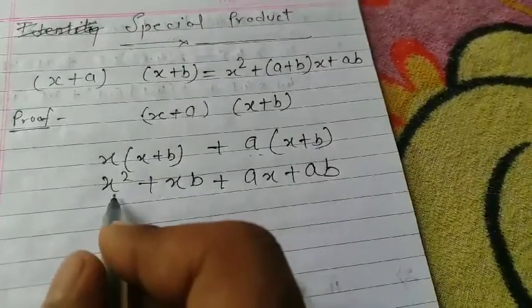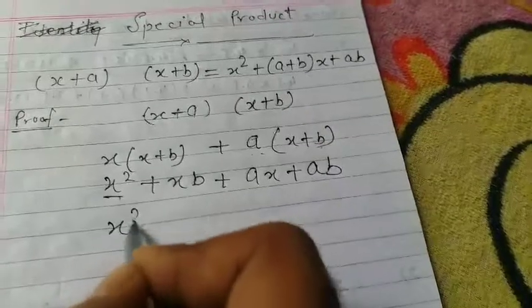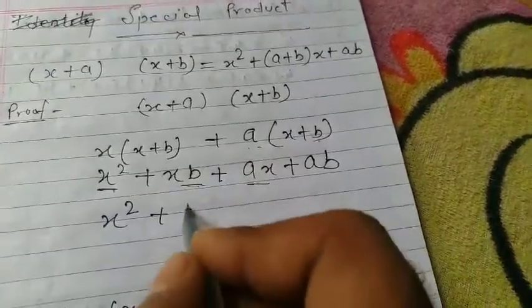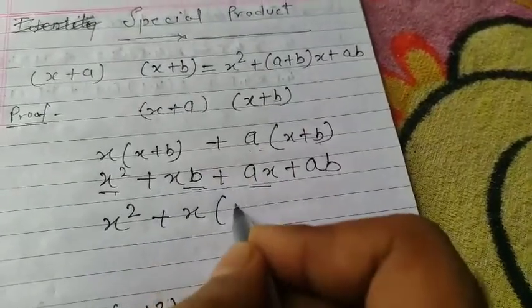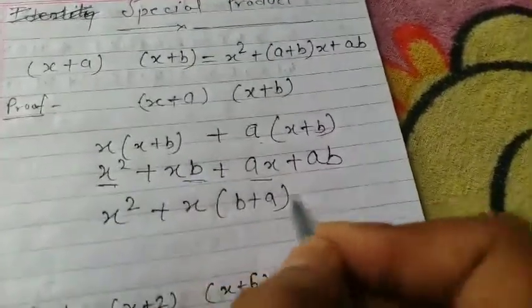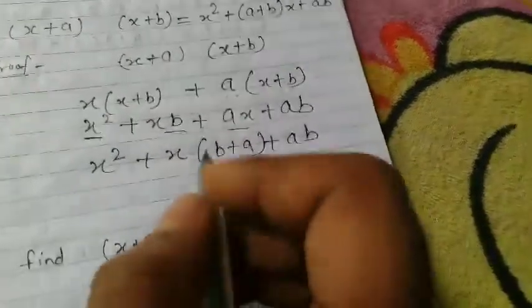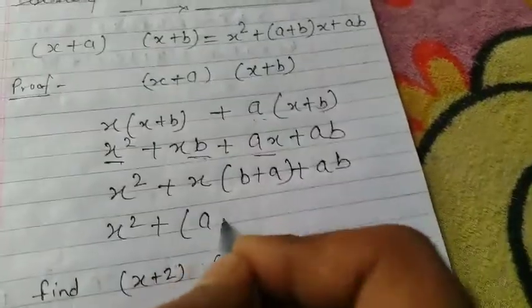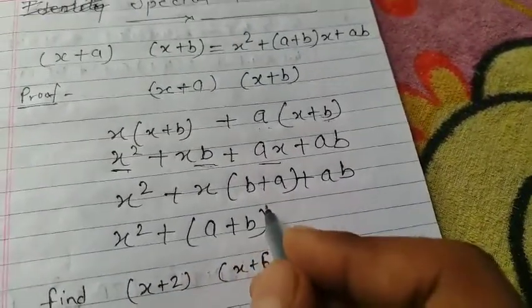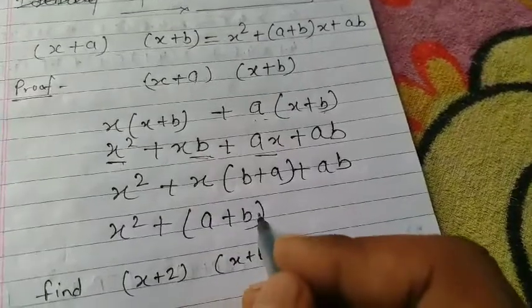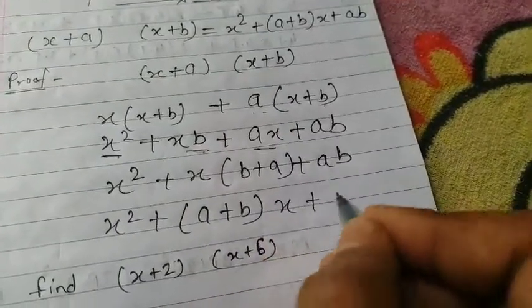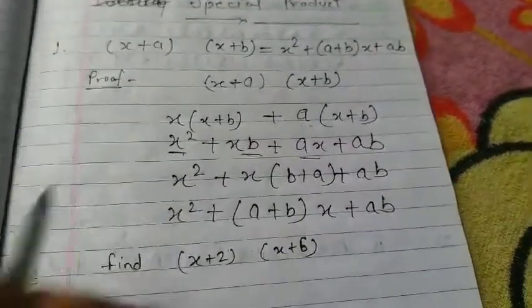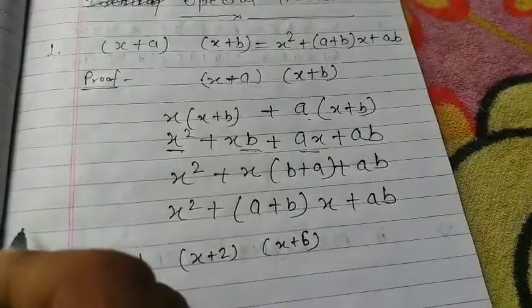Now this is x² plus ax and bx. Here x is common. Taking x common, we get (b + a) plus ab. We can write it as x² + (a + b)x + ab. a + b can be written as b + a. This is the special product we form after multiplying the two brackets x + a and x + b.